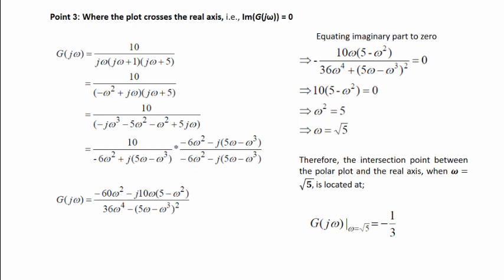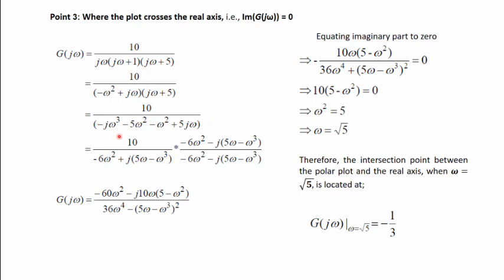Let us see point number 3, where the plot crosses the real axis. Whether the plot crosses the real axis or not, it is quite evident that we have to rationalize the transfer function. So in this example we will do that. This is the sinusoidal transfer function, which in turn we have simplified in this way.